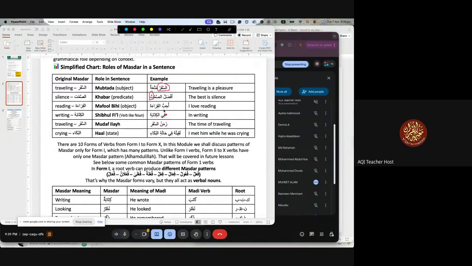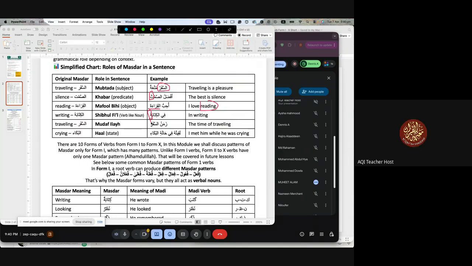Then uhibbul qira'ata, I love reading. What do I love? This is maf'ul bihi. I love reading, so the maf'ul bihi is al qira'ata. Okay, fil kitabati. Fil is harf jar, so it's majroor. That's why this is what she said. Okay, all right. Jazakallah.